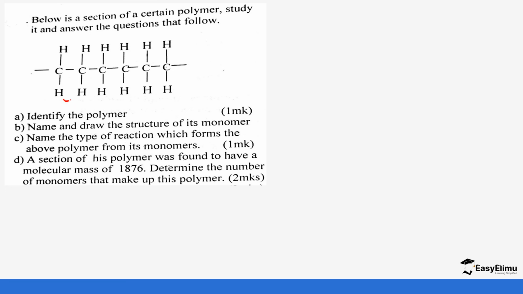Identify the polymer. So this is going to be 2, 2. This tells me we have 2 carbons in the monomer. So this is a polyethene. If you were to draw the monomer, you just draw the ethene. So 2 carbons to introduce the double bond, hydrogen, hydrogen, hydrogen, hydrogen. And then name the type of reaction which forms the above polymer. We call it polymerization.